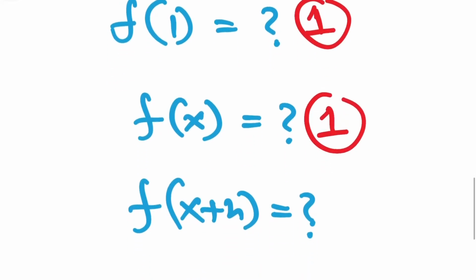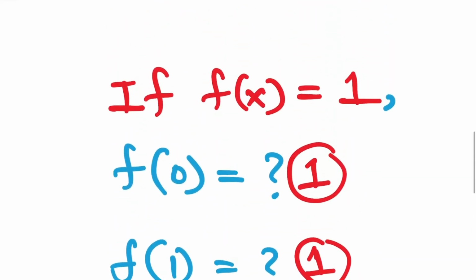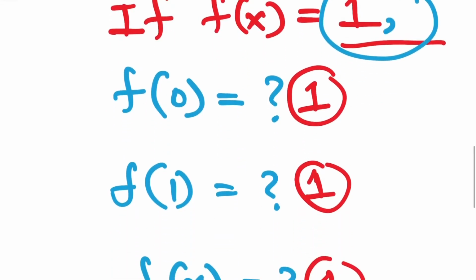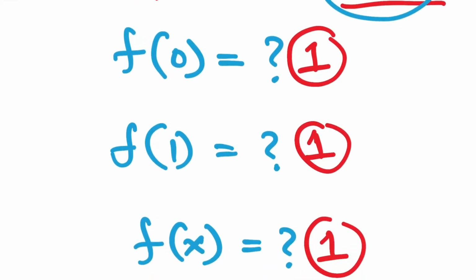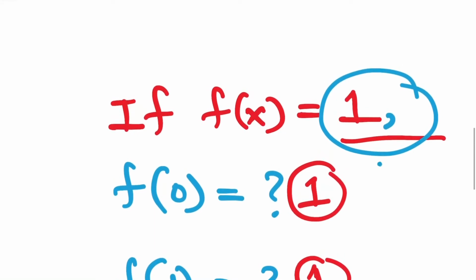What is f of x plus h? That's also going to be 1. Okay? Why? Because we do not have any x term here. So no matter what the input value is, the output value will always be 1 for this specific problem.